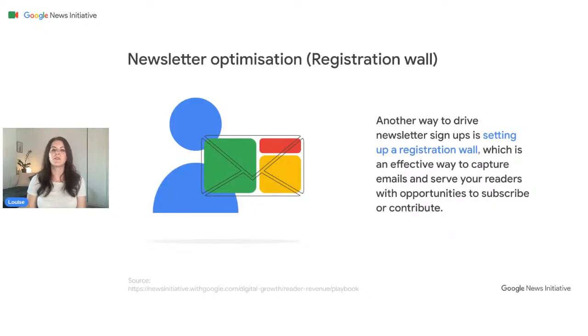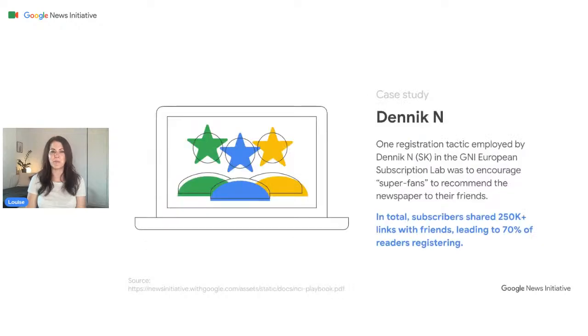Another way as well to sort of drive newsletter signups is setting up a registration wall. This is an effective way of capturing emails and serving your readers with opportunities to subscribe and contribute. So across participants in the GNI subscriptions lab, actually, there was a high correlation between registered users and visit frequency. And furthermore, across the cohorts, the introduction of a registration wall did not have a negative impact on traffic. So that's definitely worth considering, something that potentially might be a surprise to some people.